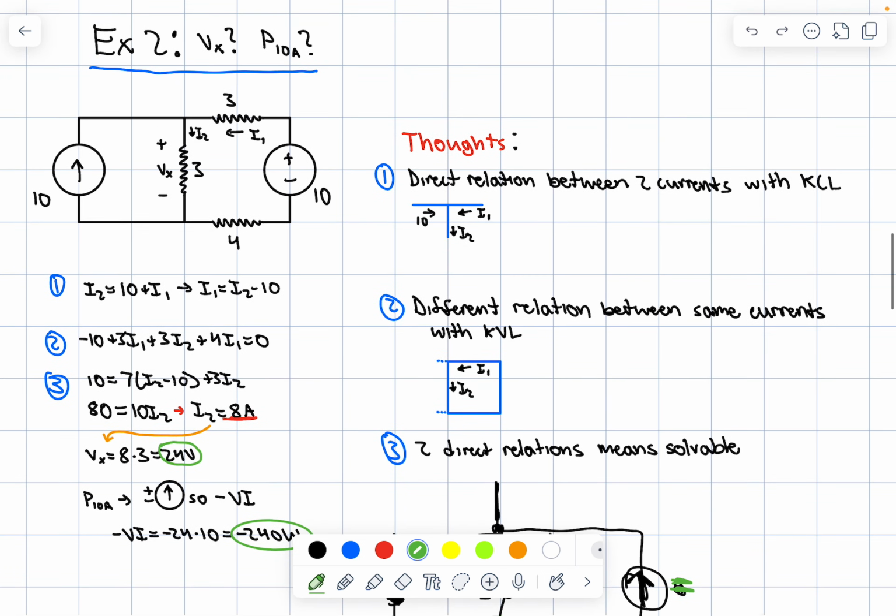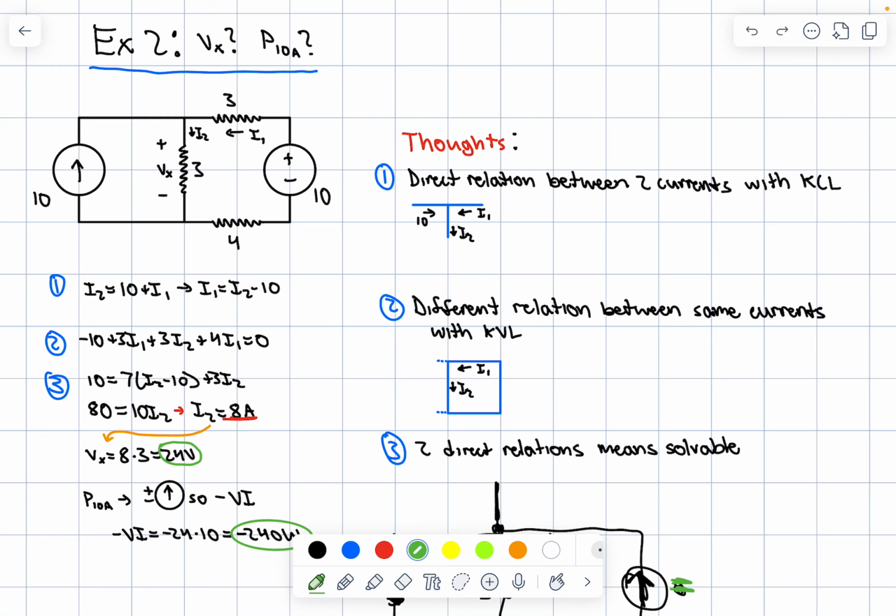Example 2: I'm going to try and walk you through my first thoughts before even attempting to solve the problem, because this one is a little bit more clear once you've had the experience of that first problem to come up with your own thought process. So my immediate thoughts are, with KVL and KCL, I can first create a direct relation to two currents, okay? And I think that's the best I can do.